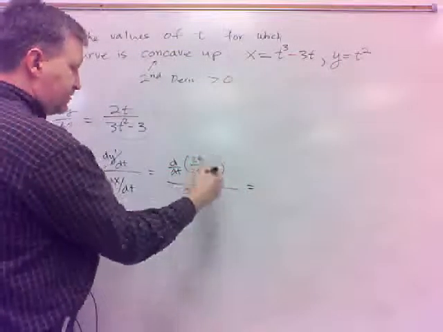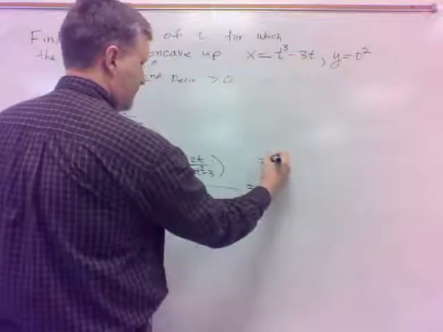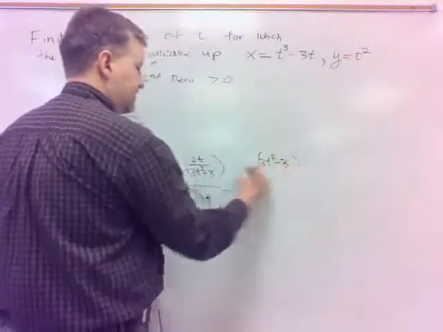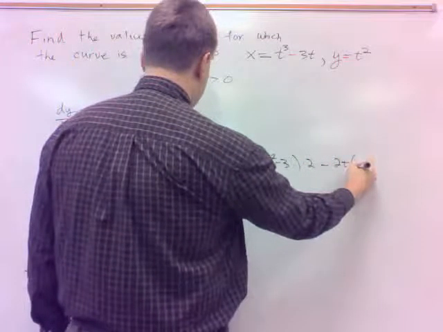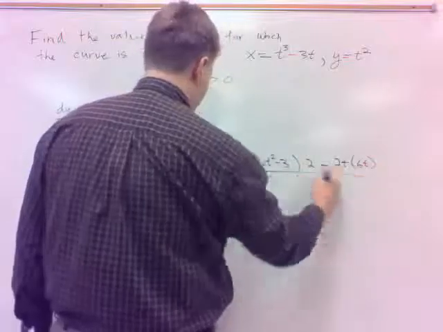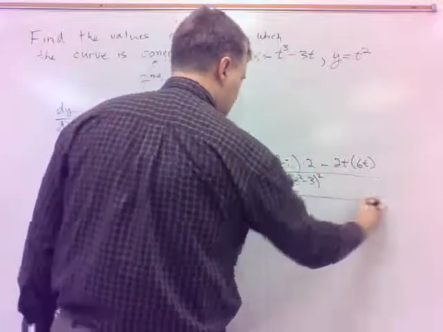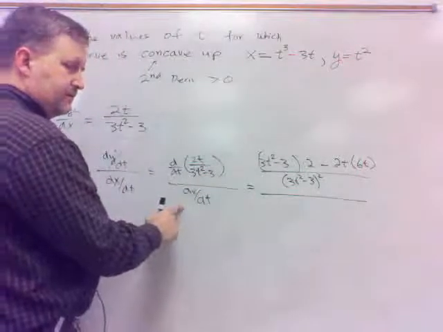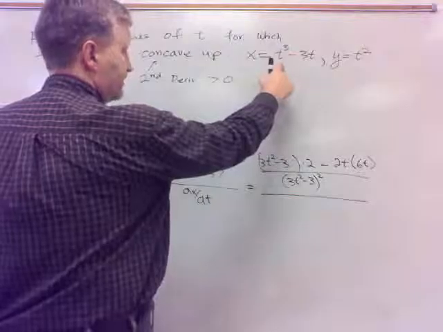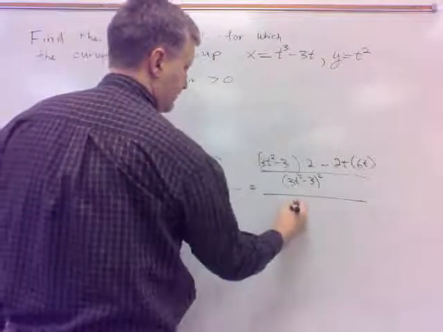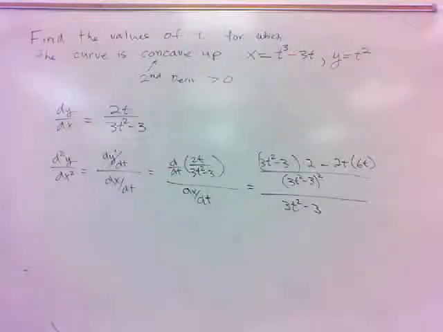So again, that's the quotient rule. Low, 3t squared minus 3, times the derivative of the high, which is 2, minus high, 2t, times the derivative of the low, which would be 6t, over low squared. Then divide that by dx/dt, which is the derivative of x with respect to t, so it would be 3t squared minus 3 again. This would be my second derivative.